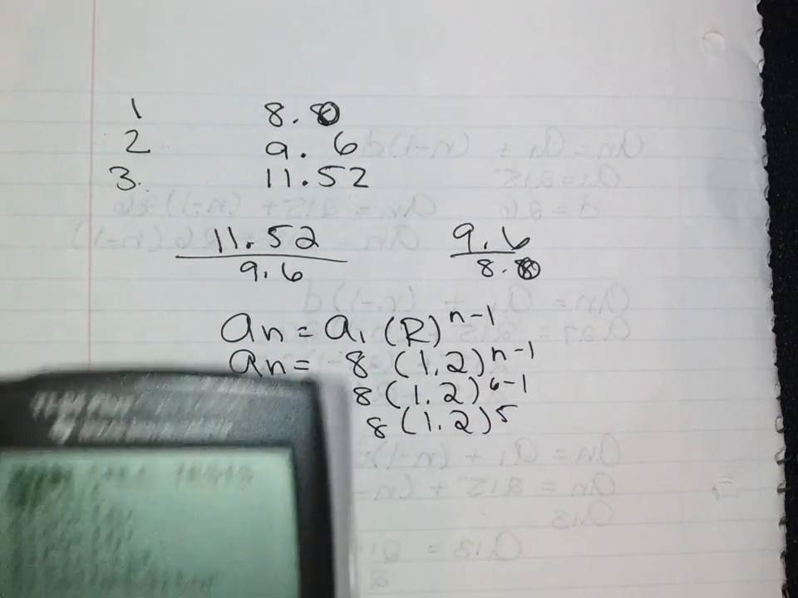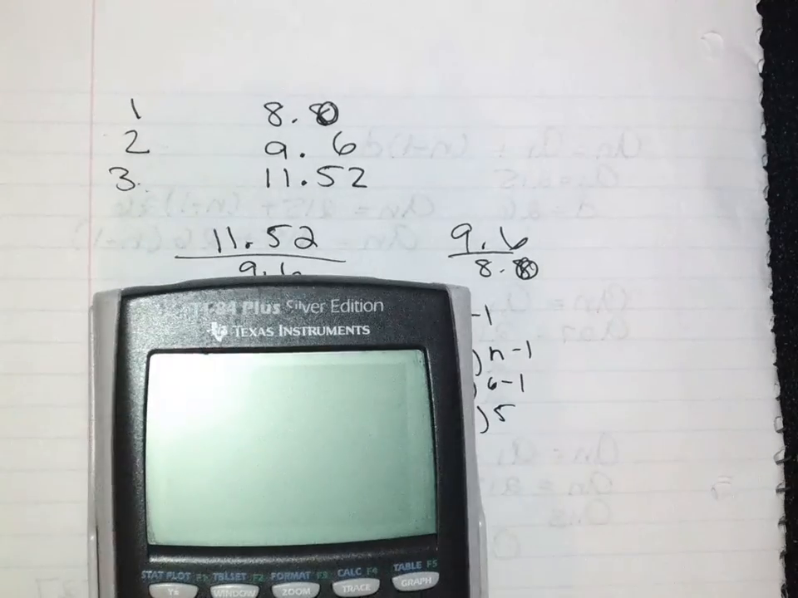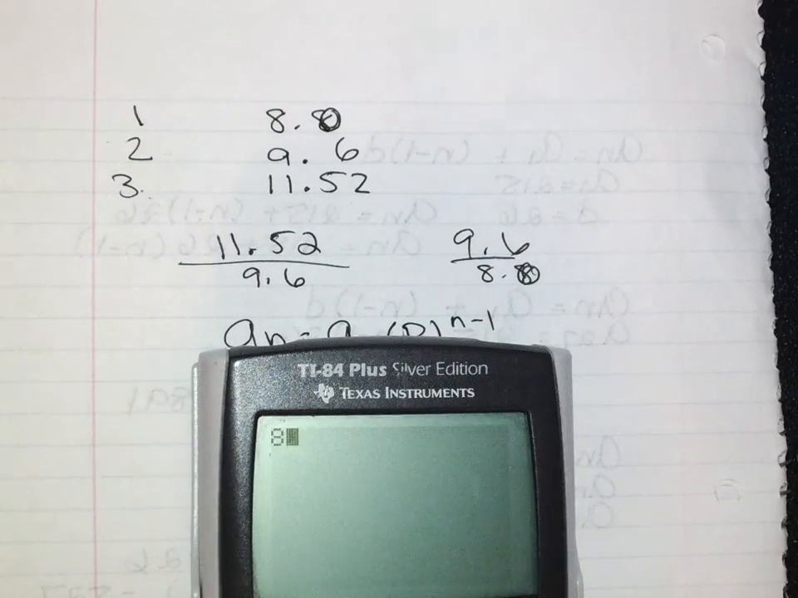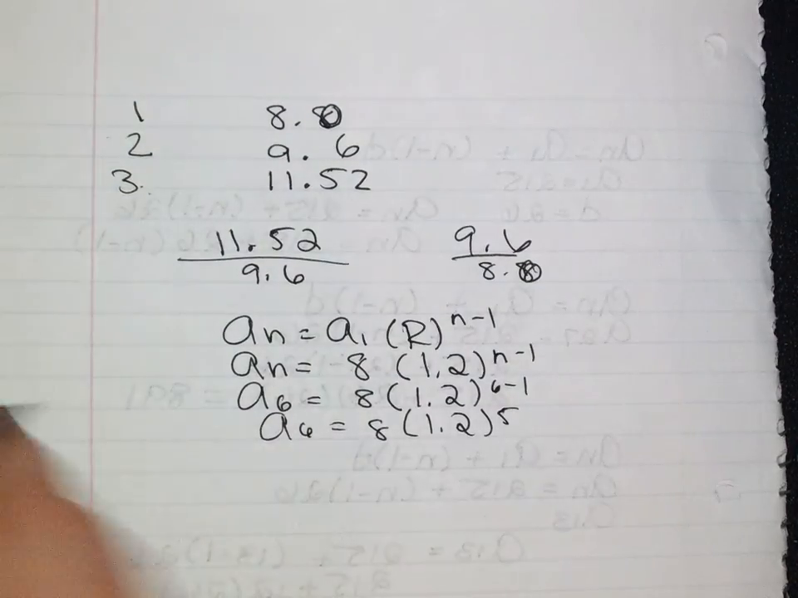All right, now let's find out. Turn my calculator on. 8 times 1.2 to the 5th power is 19.90656.